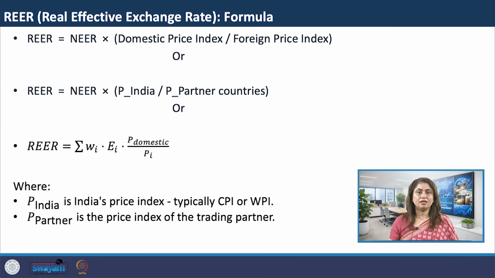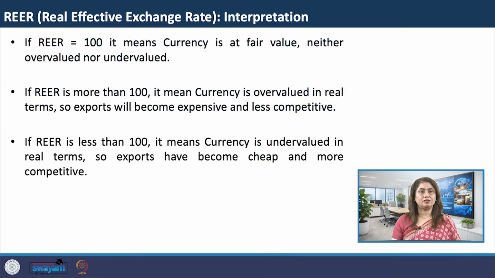Intuitively, REER is equal to NEER into relative price level. REER interpretation is very intuitive. If REER is equal to 100, it implies that currency is at fair value. That is, it is neither overvalued nor undervalued.